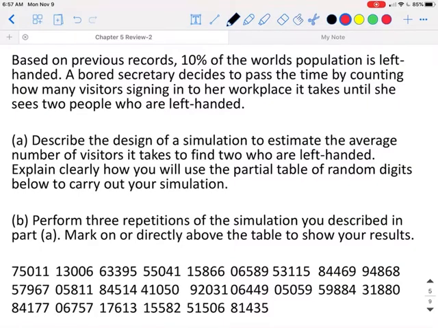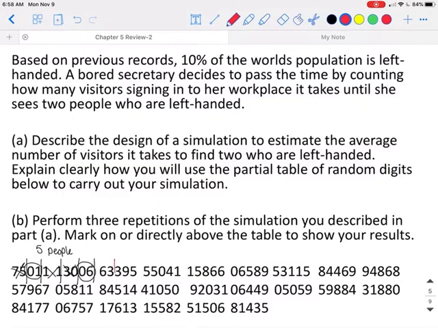So we're going to perform 3 repetitions of the simulation you described in part A. So we need to mark directly on this. We are going to divide them into 2-digit increments. So 75 is not in the right place, but 1 is. So we already have 2 people. So that took us 5 people to find 2 who were left-handed.